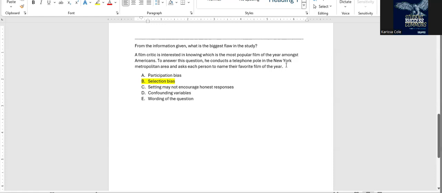So I would say the biggest flaw of the study is selection bias. They wanted information about all Americans, but only talked to some New Yorkers. So not a very good selection. It's not representative of the entire population they were interested in. So this one would be selection bias.